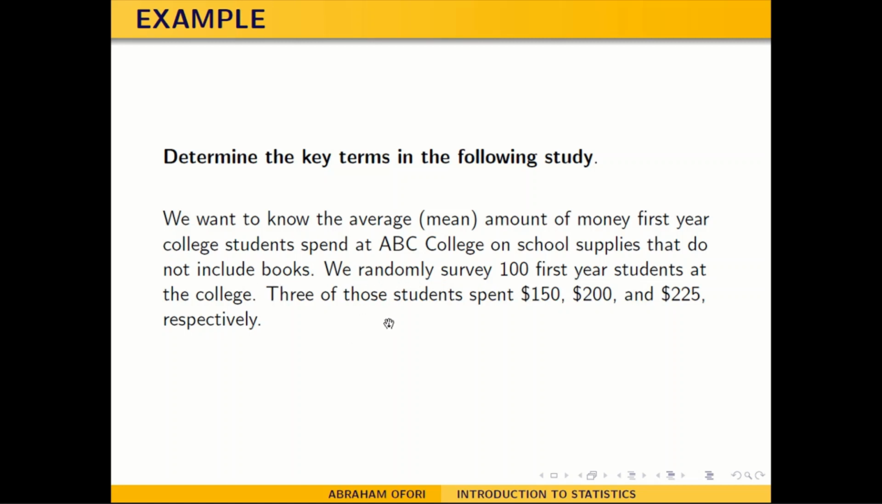Three of those students spent $150, $200, and then $225 respectively. So in this study, what is our population? What is our sample? What is our variable? What is our statistic? What is our parameter? Those are the things that we are coming to fish out from here.